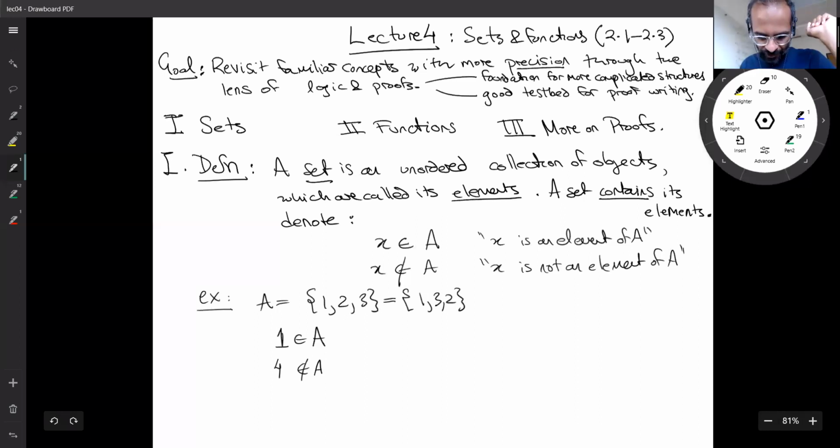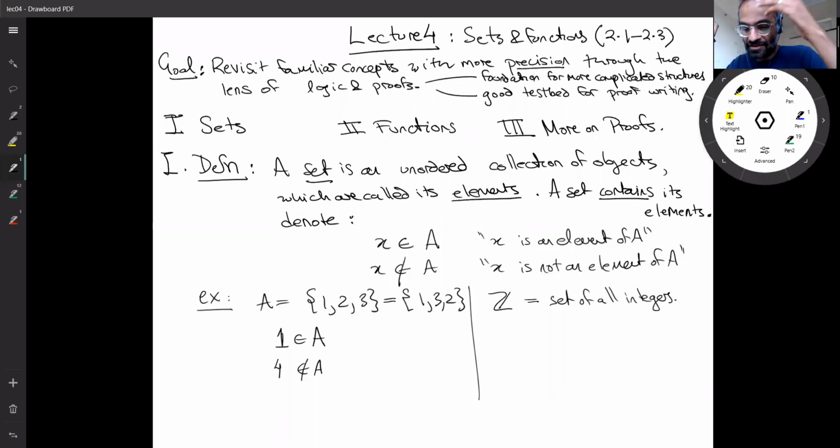I'll say a bit more about notation for specifying a set in a moment. There are also some other well-defined unordered collections of objects that we look at all the time. For example, Z is the set of all integers. Why is that a legitimate definition? Well, it's completely unambiguous. If you give me any object, I can tell you whether or not it's an integer. So I can check whether something is an element of the set, and that's all that's needed for a set to be well defined.